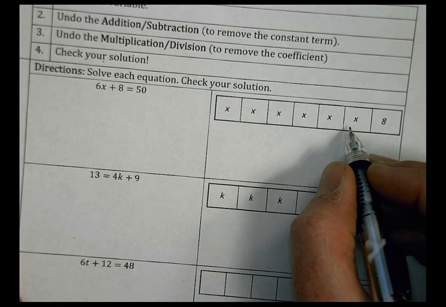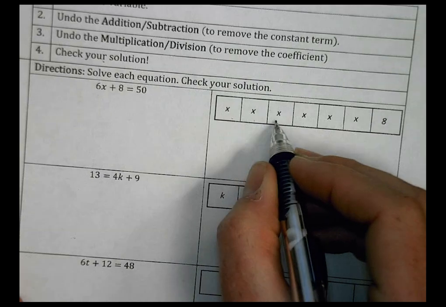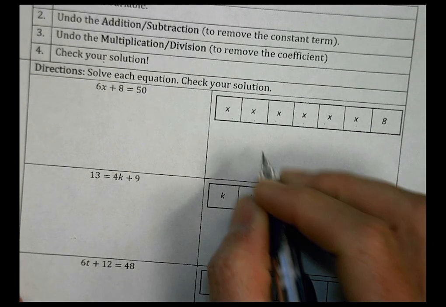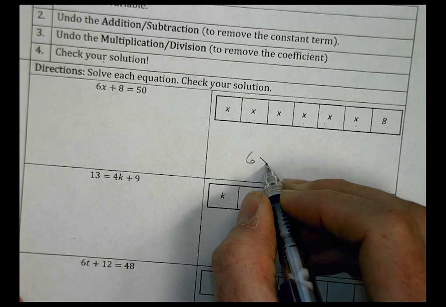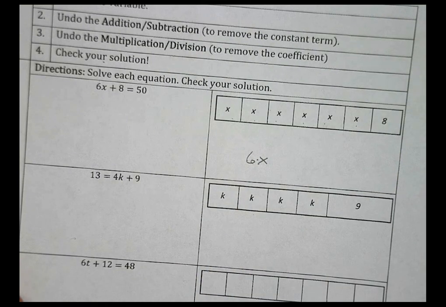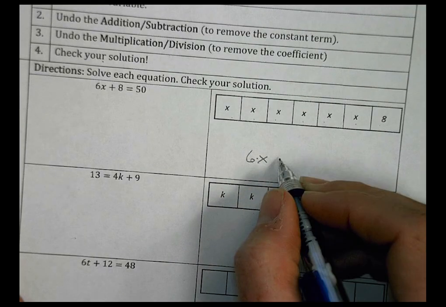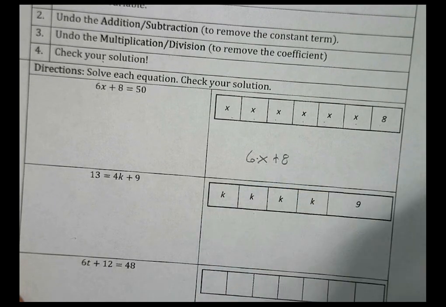You see, in this picture, how many x's do you see? You see that we have 1, 2, 3, 4, 5, 6 x's. That's what you can see right there. There are 6 groups of x. Multiplication means groups of, so it's like doing 6 times x. And then we're adding another 8 to that whole group.